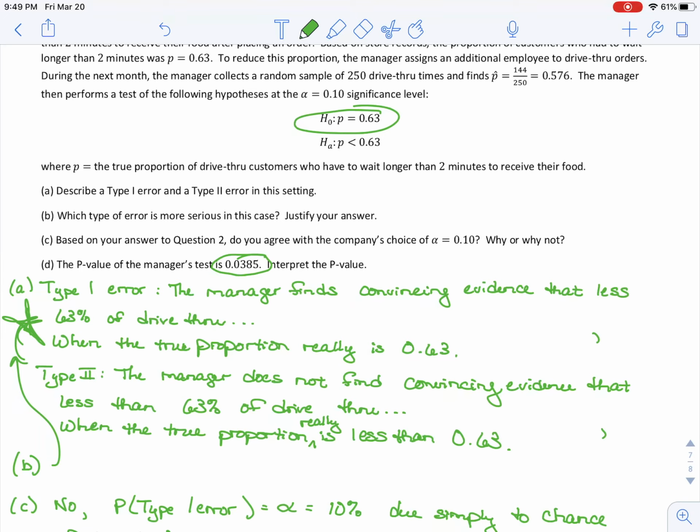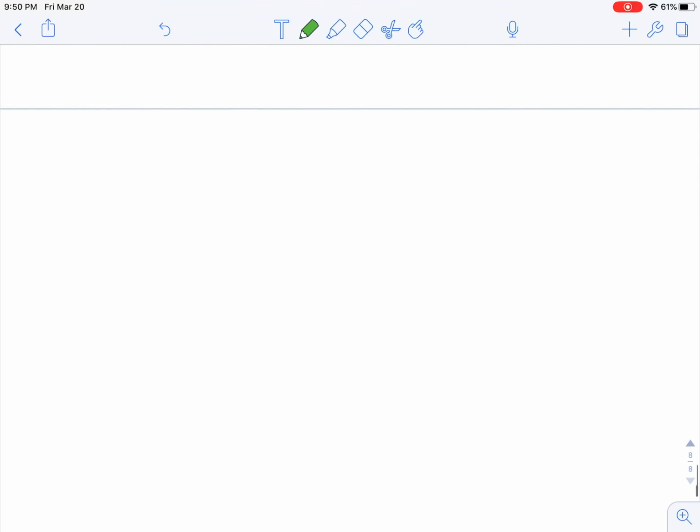0.0385 chance or probability of getting a sample proportion, what was our sample proportion? Of 0.576 or something even smaller just by chance in a random sample of 250 drive-through customers. So it's trying to describe how common it is to get the result that you got, the sample that you got, or something even more dramatic in this direction. So that's what I would say for interpreting my p-value.